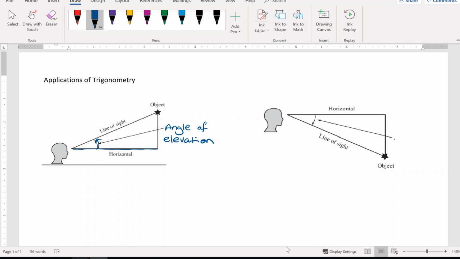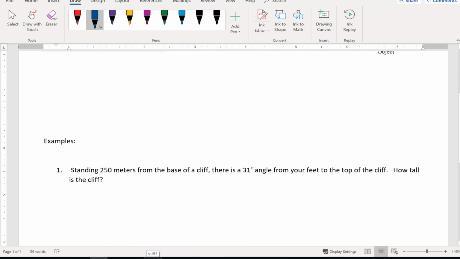The other angle, again from the horizontal and going down. So this angle here goes down. This is called the angle of depression. And again, you can think of depression as going down. This angle goes down from the horizon. Let's look at a couple examples of these.